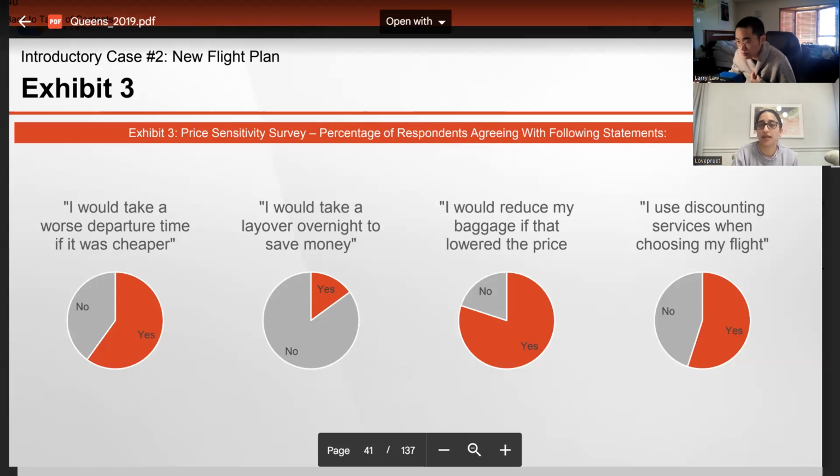I would reduce my baggage if it lowered the price, and the majority answer is yes. And I use discounting services when choosing my flight. So the answer is yes. From this, we understand that we can charge customers a cheaper flight fee.